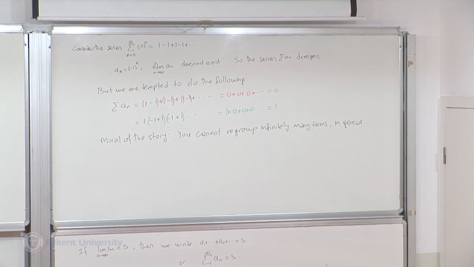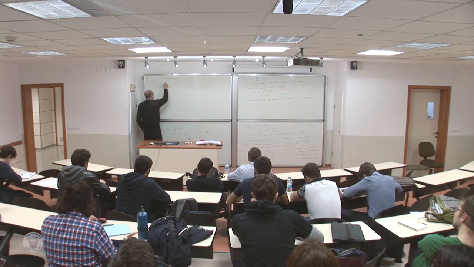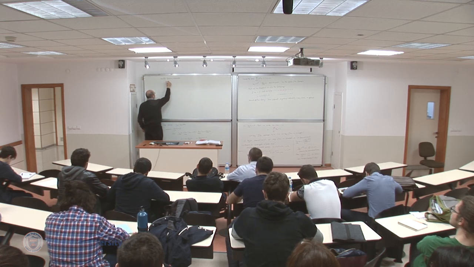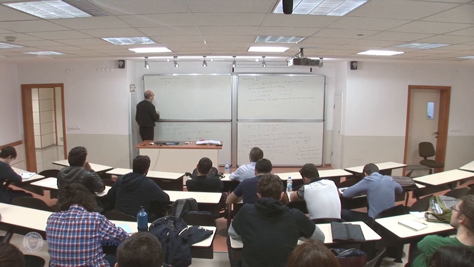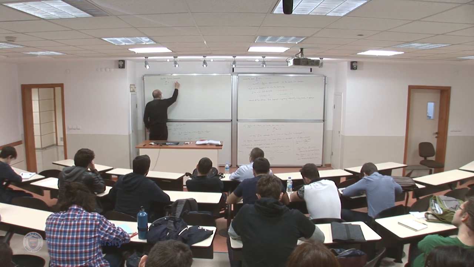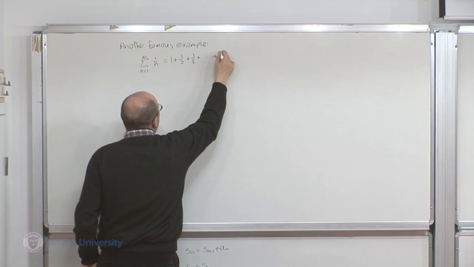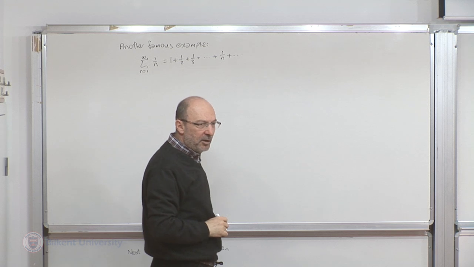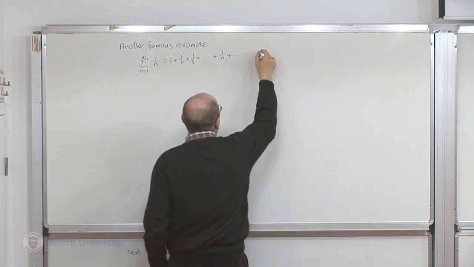Okay, another thing is this one. There was no debate about this, but people are very, very surprised. Consider the series summation n equals from 1 to infinity 1 over n. Okay, so it looks very nice. You write it like this, 1 over n. So this is very famous. It even has a name. Its name is harmonic series.